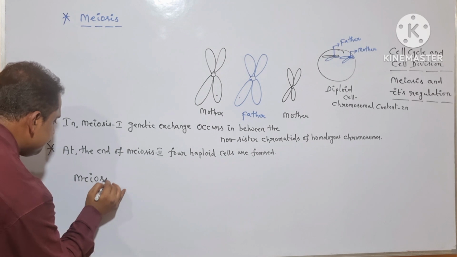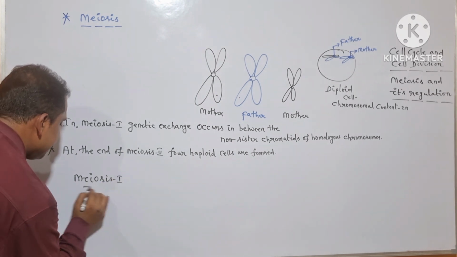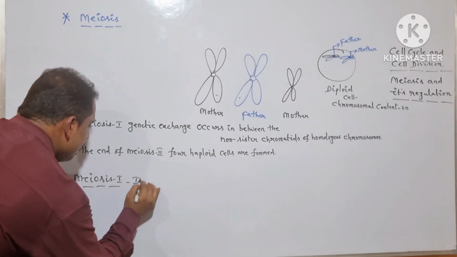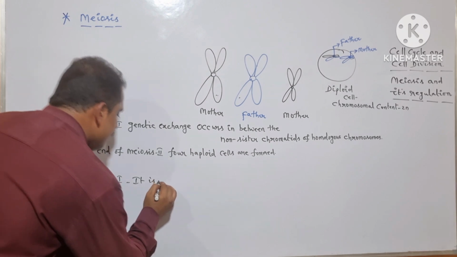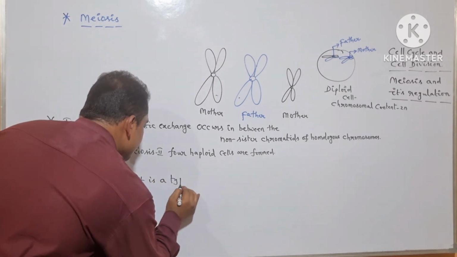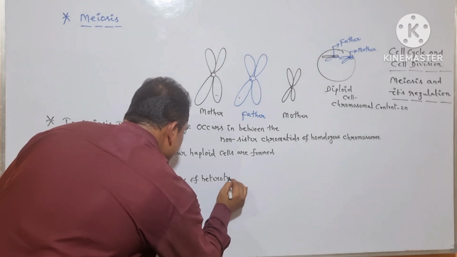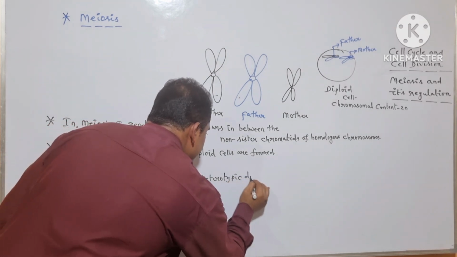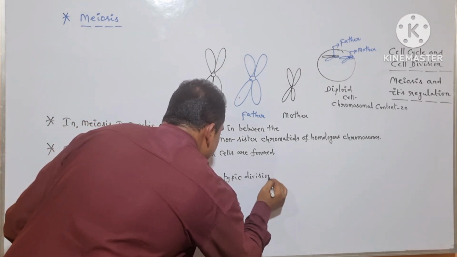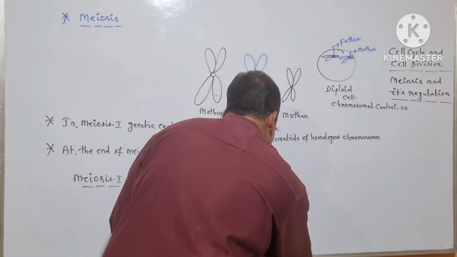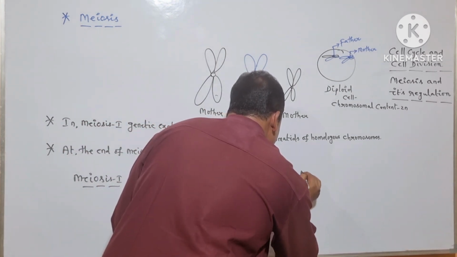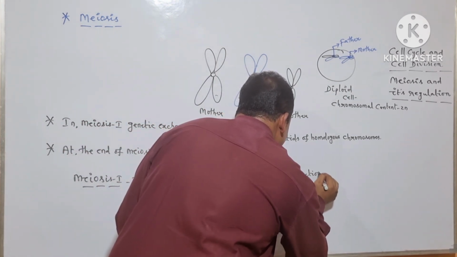Meiosis 1 is a type of heterotypic division, or reduction division.